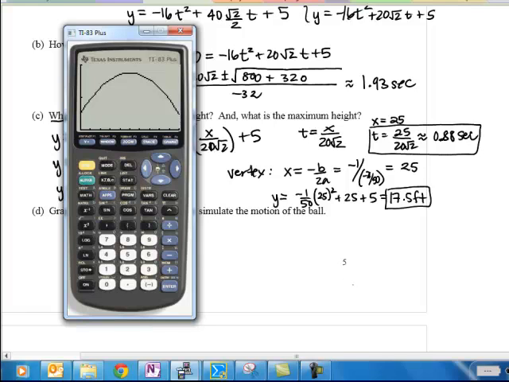Except that we were expecting that it would hit the ground. Let's change our window a little bit to, I don't know, 60 for the x-max. There we go. So we have to go a little bit wider to be able to see it hit the ground. All right.